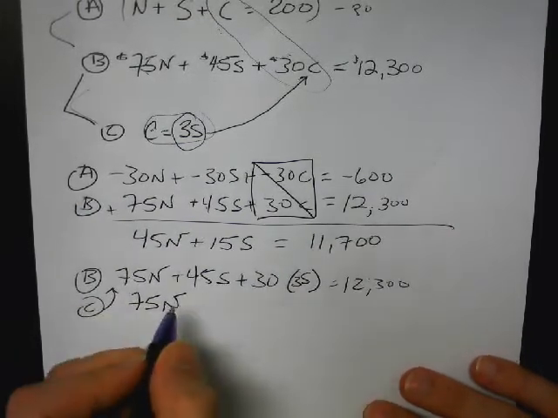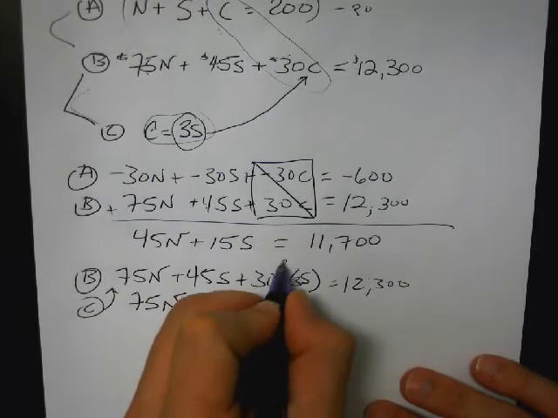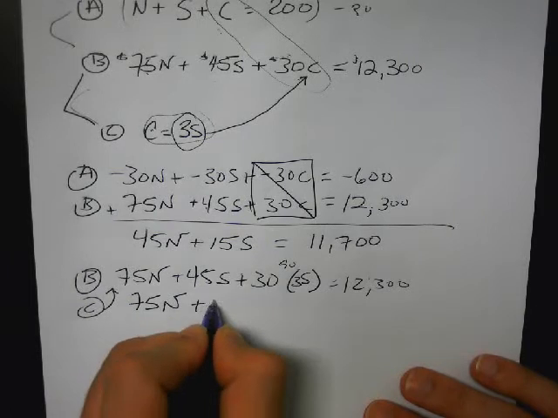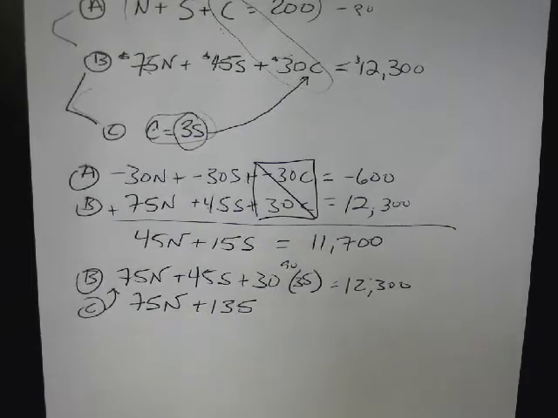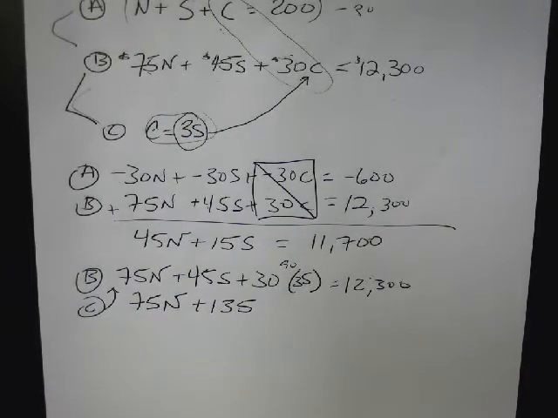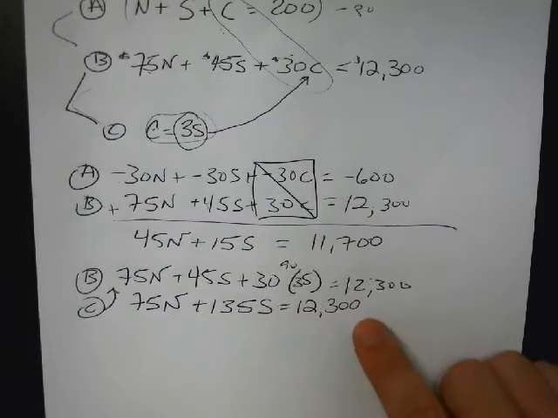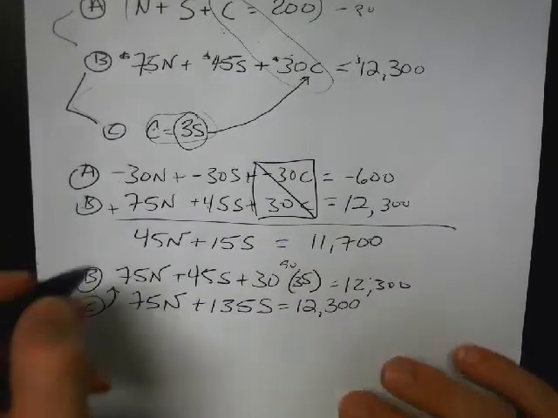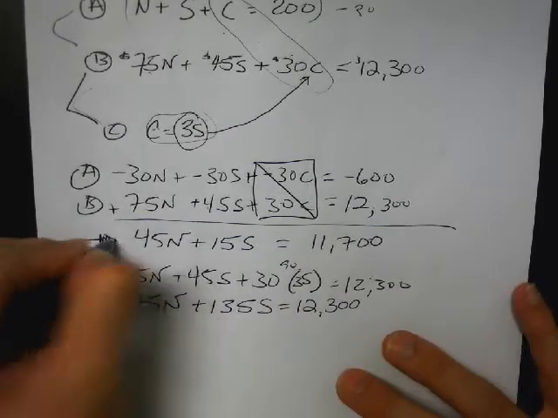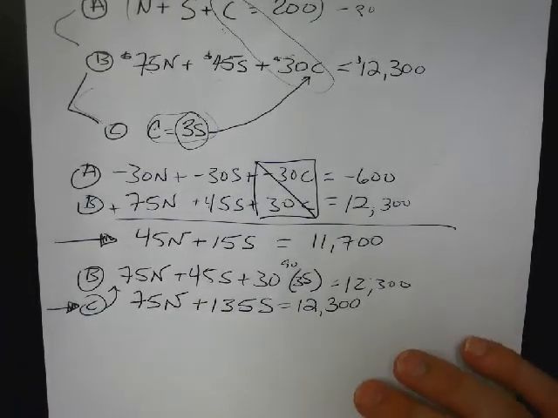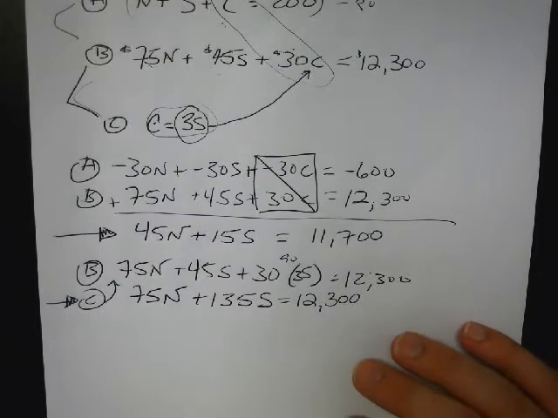So we're going to have 75N. This 30 times 3 is 90. So 90 and 45. Like that. Now I've got my two equations, and I can solve them out at this time.